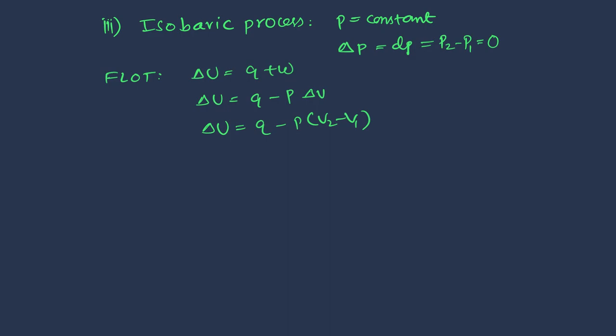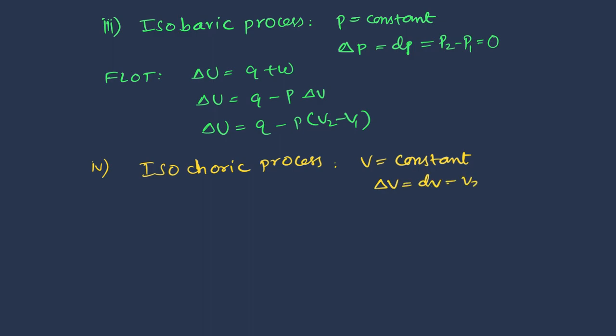Then the fourth one, the isochoric process. Generally some people read this incorrectly, but we have to pronounce it as isochoric process. Volume is constant here. Volume constant means delta V, that is V2 minus V1, is equal to 0. Then the work formula is minus P external into delta V. Delta V is 0, therefore work done is 0.